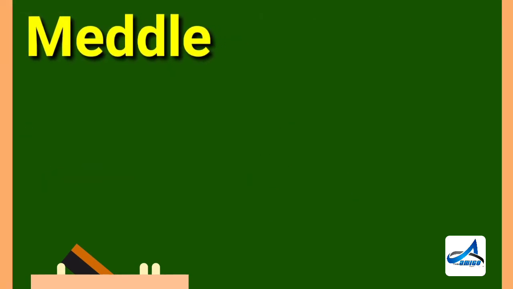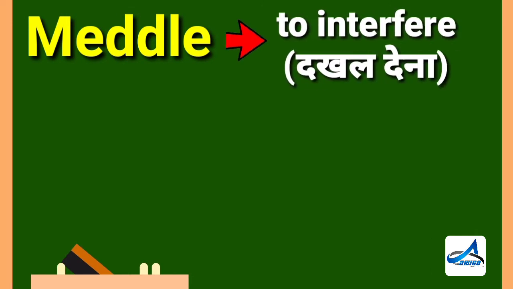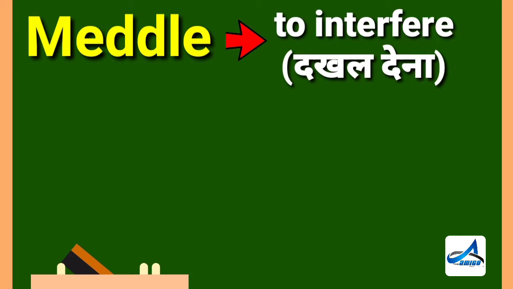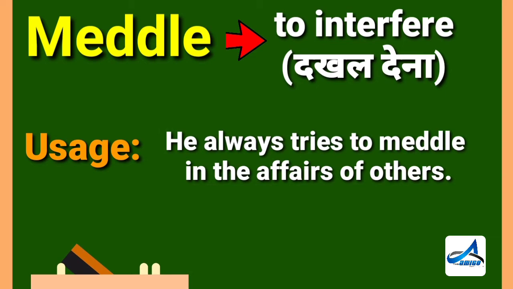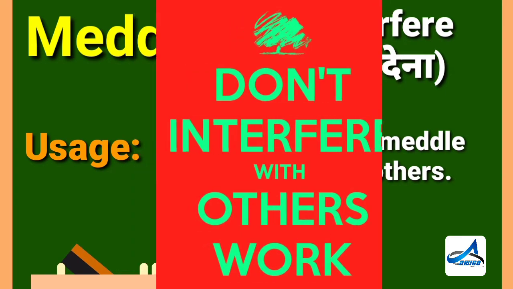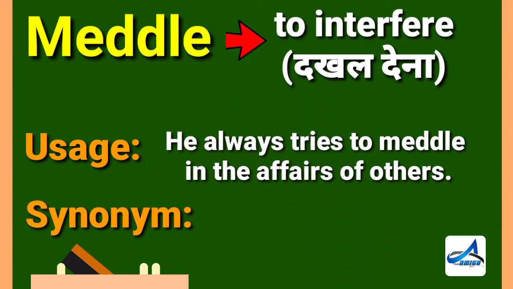Now look at our first word, which is meddle. Friends, meddle means to interfere. In Hindi it is dakhal dena. Now moving to its sentence: He always tries to meddle in the affairs of others. Its synonym is intrude.